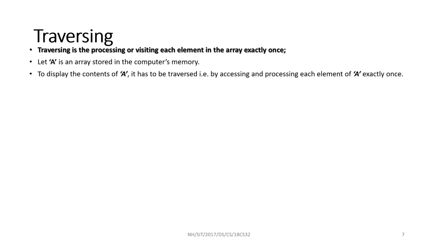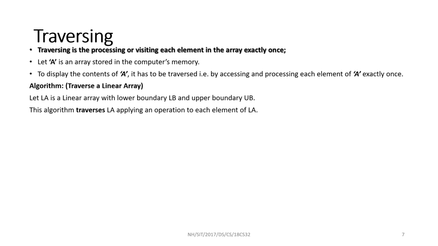Visiting each and every element exactly once in the array is called traversing. Let A be a linear array. For simplicity we'll take the display operation, printing the content of the array, as traversing. To display or print, we have to retrieve, that is access, the element, then send that element to the output device. We repeat this operation for all the elements from the lower bound till the upper bound, visiting each element exactly once.